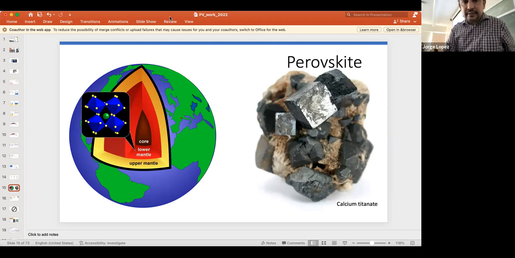This right here is perovskite. So perovskite is a crystal structure. This one is calcium titanate. It's just rocks, minerals that take this shape.